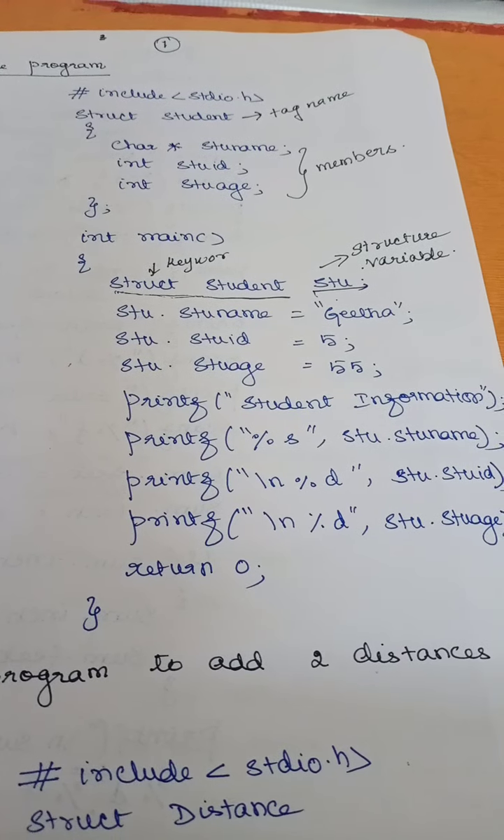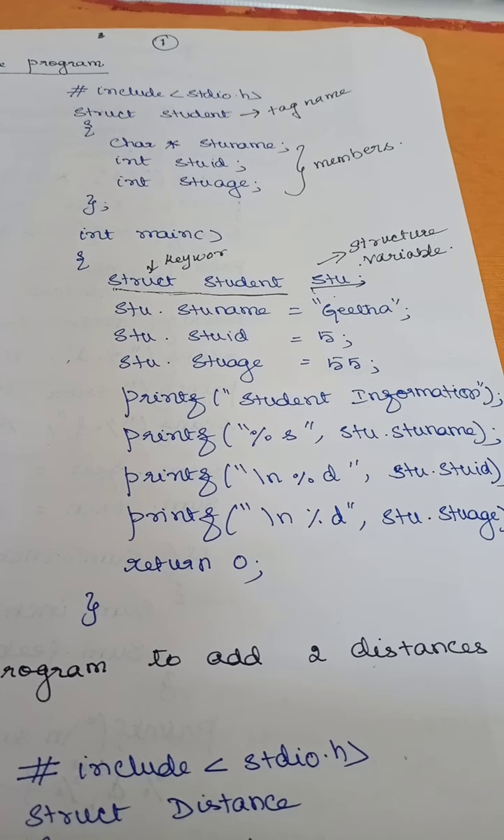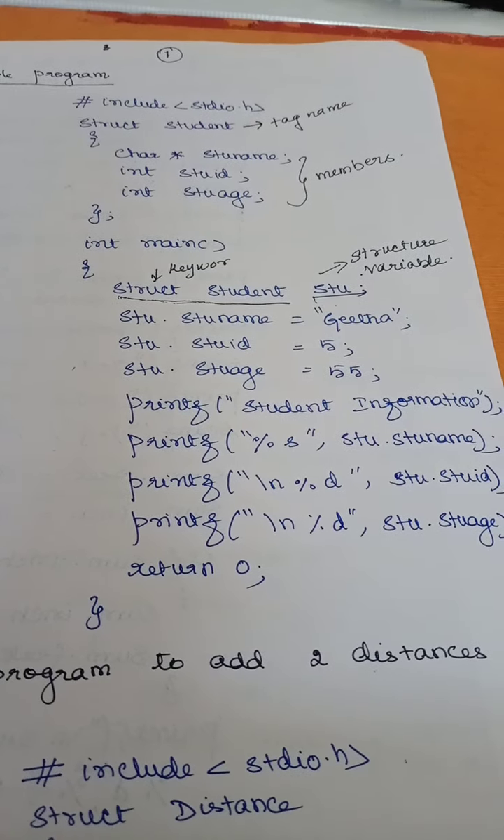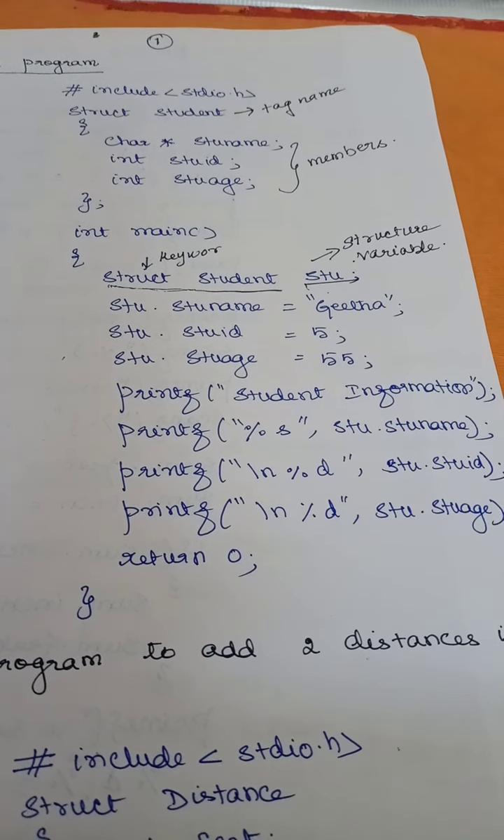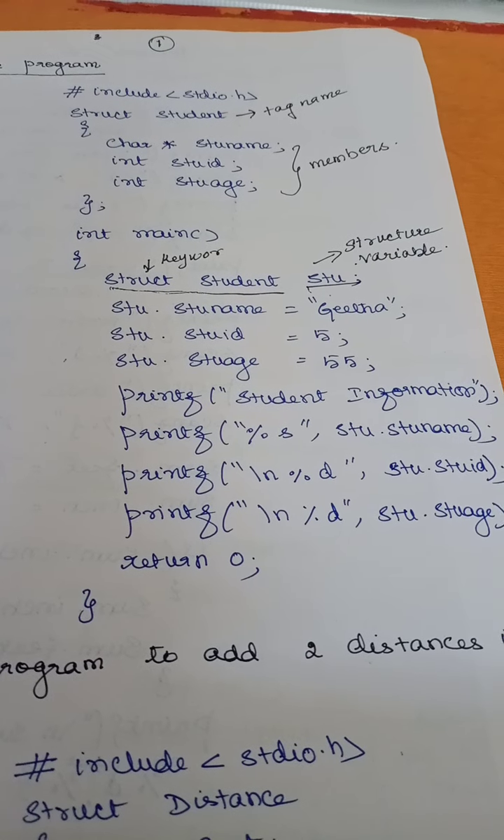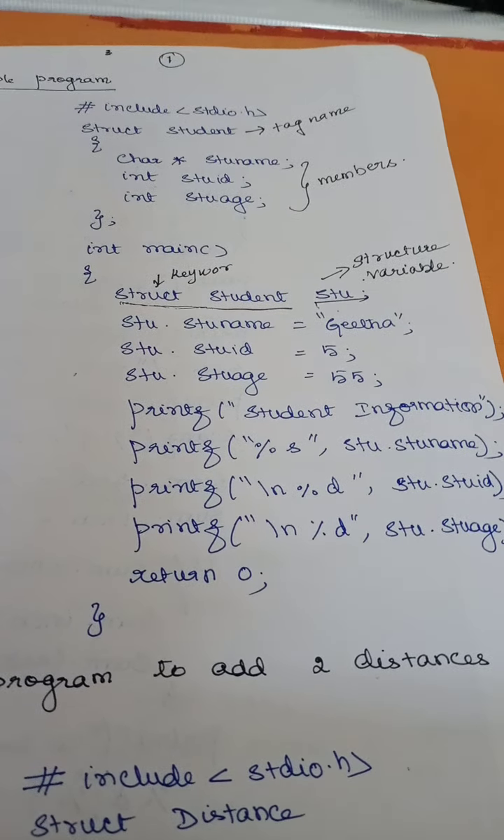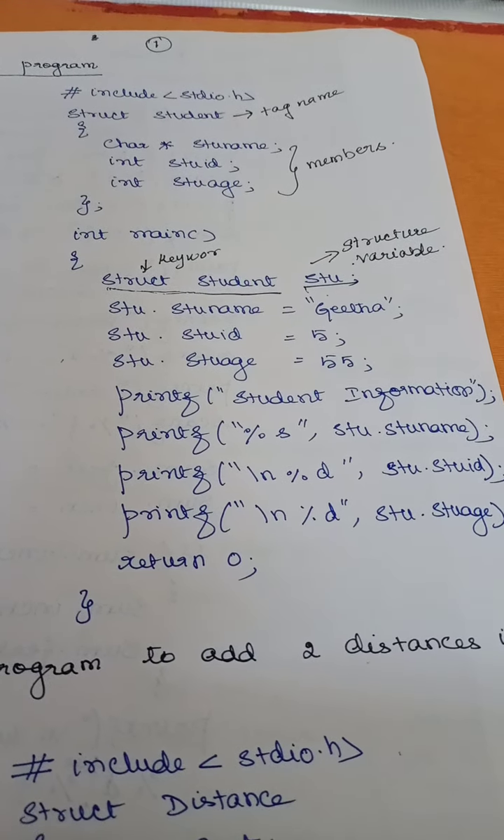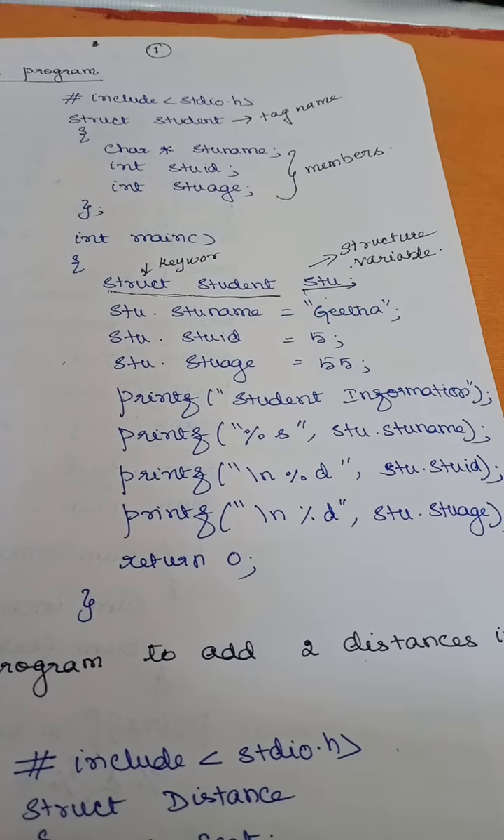And we have seen that we will not be able to do any operations on the structure, but we can copy one structure variable to another structure variable of the same type. And then we have seen one example, right? Now we'll see one more example so that you will be more familiar with the structures, right?